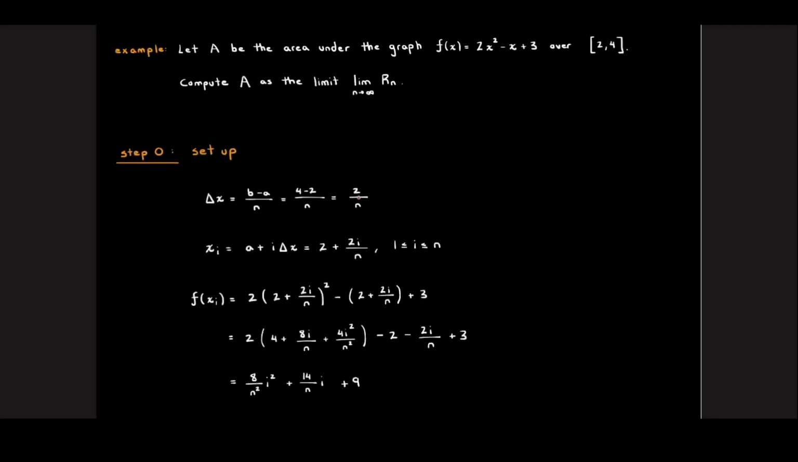Hi everyone and welcome. In today's video, we're going to take a look at another example of computing a limit of right endpoint approximations. So in this example, let A be the area underneath this quadratic over the closed interval from 2 to 4, and we are asked to compute the area as a limit of right endpoint approximations.